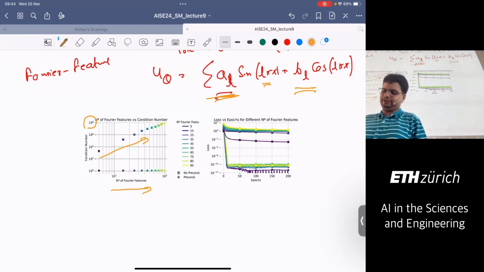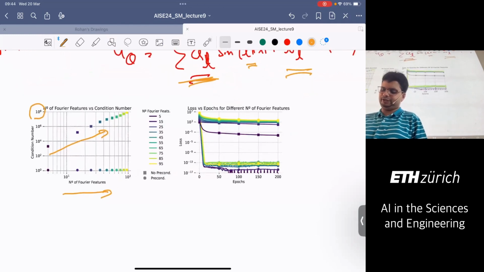This is also very clear when you do the training, because if you just take the naive version of it, which is here, these are the number of Fourier features, it doesn't really matter. The loss function is of the order of 1,000.